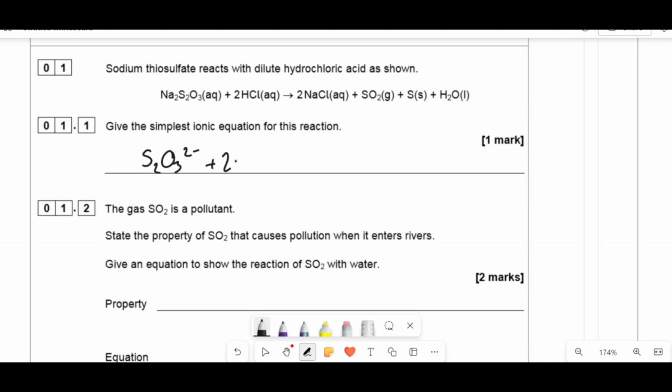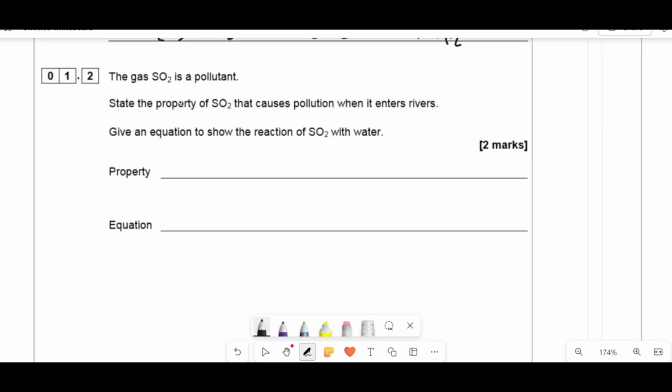This bit here is going to be reacting with it, plus the 2H+, gives you SO2 plus S plus H2O. There you go. The gas SO2 is a pollutant. State the property of SO2 that causes pollution when it enters rivers. Give an equation to show the reaction of SO2 with water.